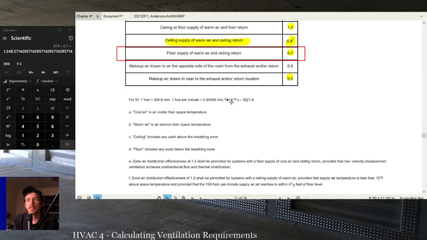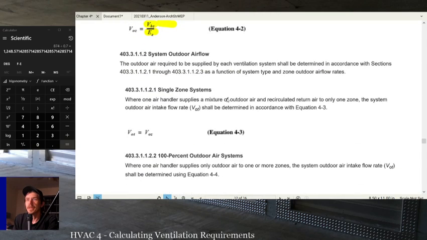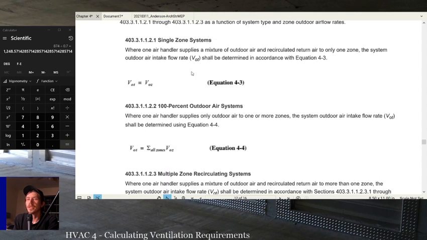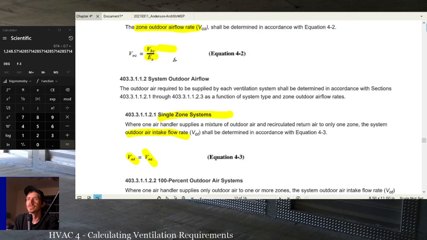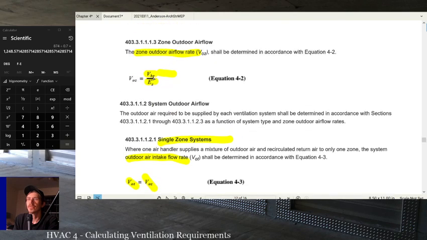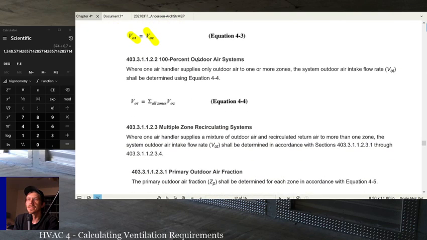And that is the next step of your equation. All right. And then the system outdoor airflow is all about how you're providing it. So the outdoor air intake rate is determined in accordance with 4.3 for single zone systems. So the outdoor air intake just equals the zone outdoor airflow rate as required. This is basically the last part of your equation at that point, because you've only got a single system.